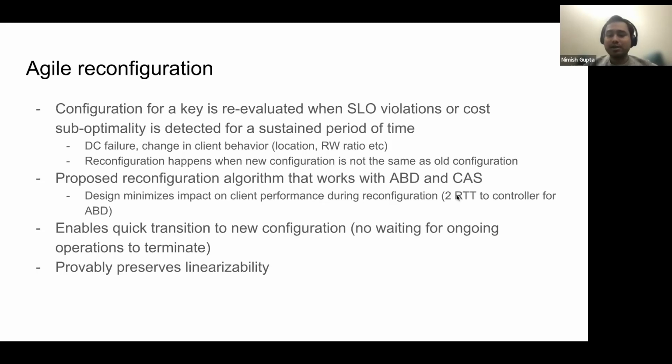It's done within 2 round trip time to controller for the ABD. And it enables quick transition to new configuration. So no waiting for ongoing operations to terminate. And the paper proves that the reconfiguration still preserves strong consistency.